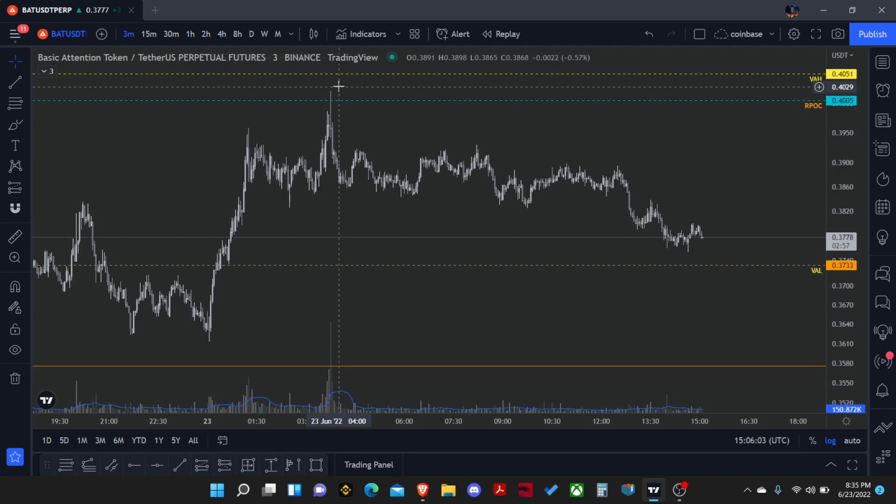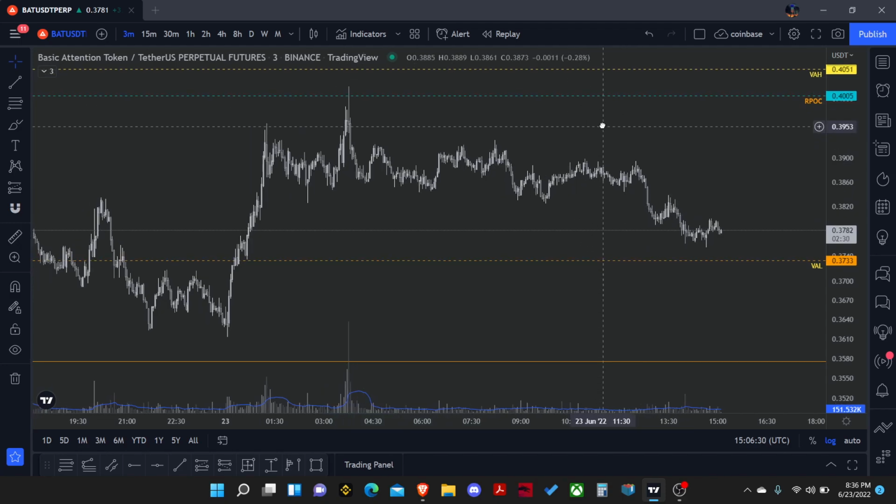So you should be thinking about where your invalidation is and where your take profit is, in which case you want to determine your risk reward ratio. If it is high enough, or if it is according to your setup, you can take it or you can leave it behind. So it's a very important thing that you should know about risk management calculation and stuff.